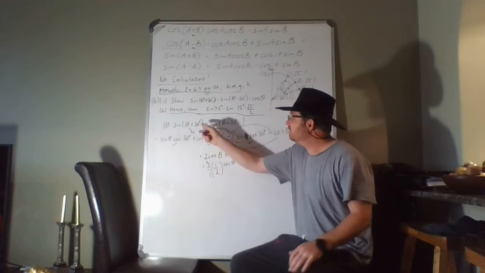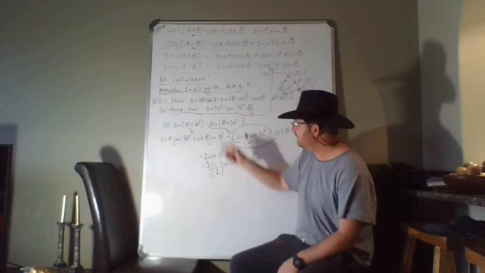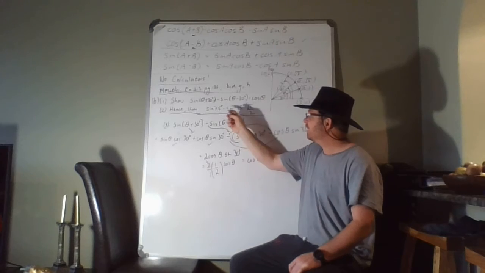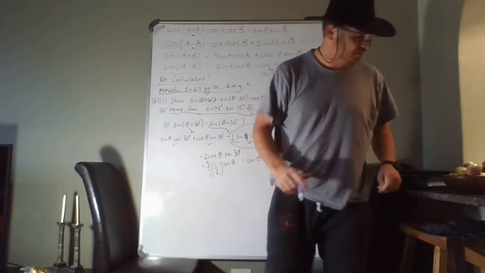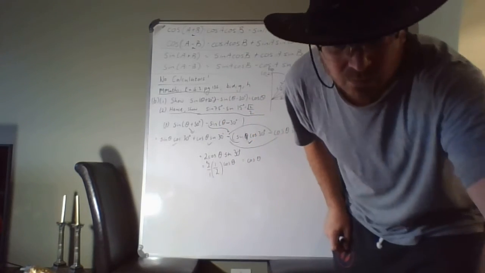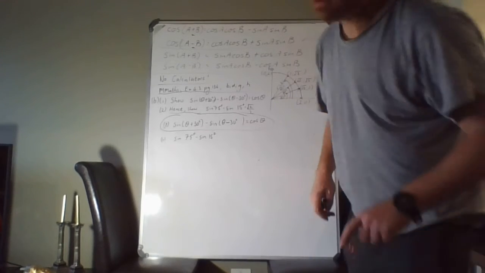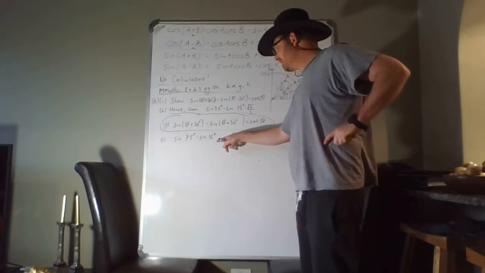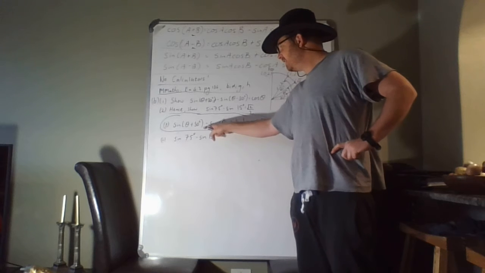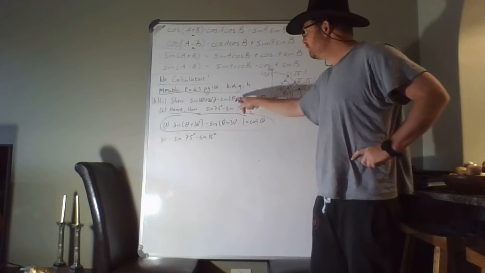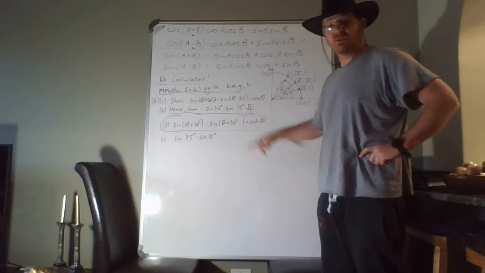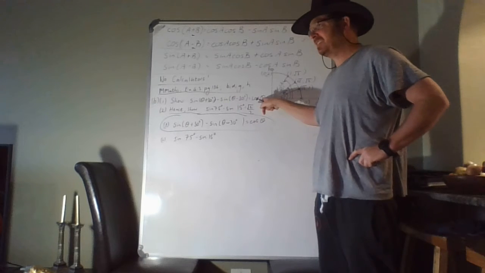Now it says use this answer to evaluate sine 75 minus sine 15. So give that a go. Right, so now we've got to evaluate sine 75 minus sine 15 without a calculator. And it says use what we proved. So even if you didn't prove this in an exam, use it to do part 2. Because I said show that, so it is true.